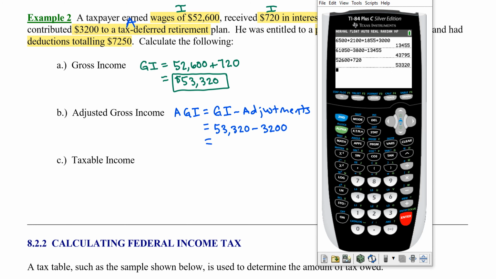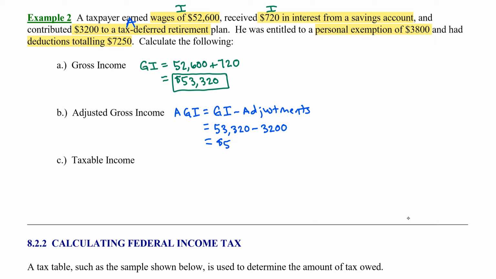So let's type that in. $53,320 minus $3,200. So his adjusted gross income then is $50,120. So this man is doing well. He has a savings account and he has a retirement account. That is good financial planning, and we're going to talk about details for both of those aspects in later sections. Let's go ahead and calculate his taxable income.